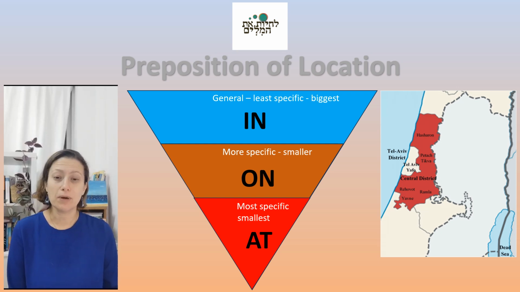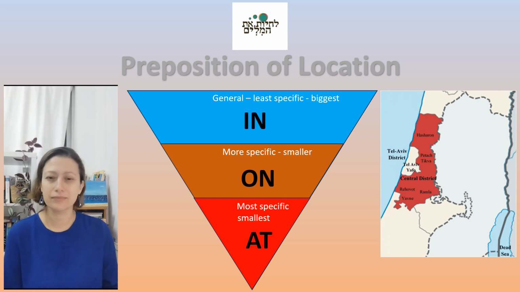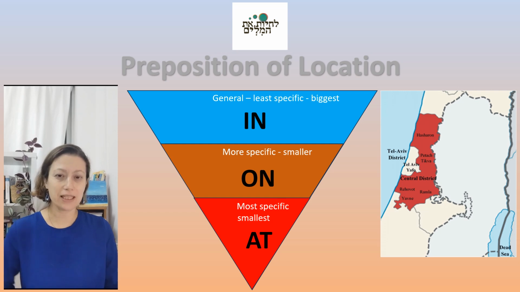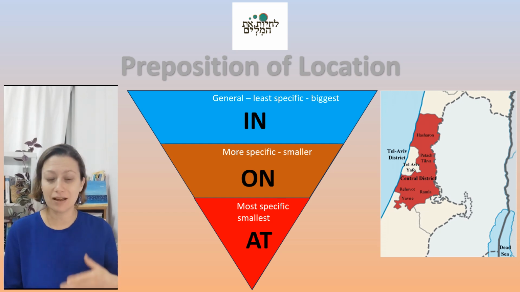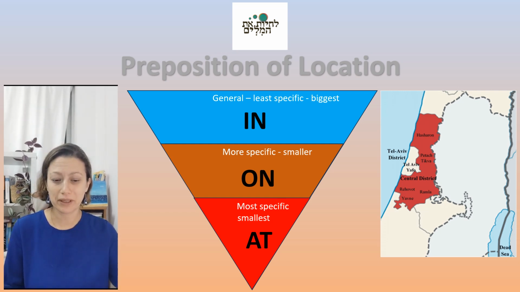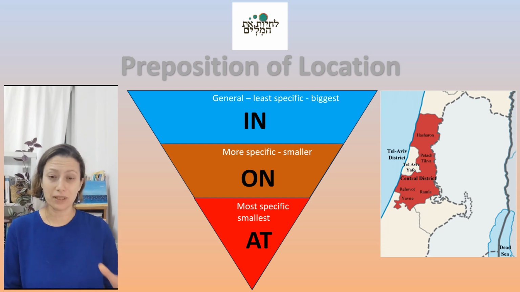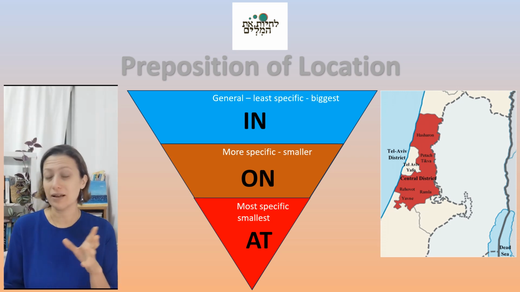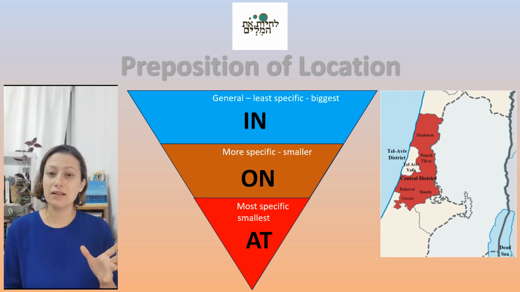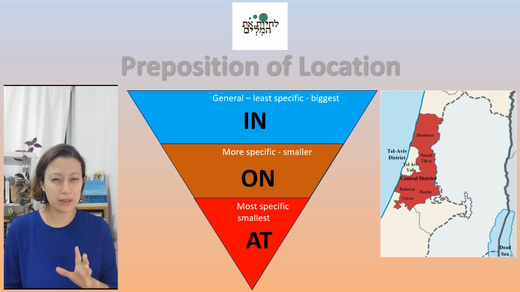Yesterday we spoke about prepositions of time, and now we're going to talk about prepositions of space, place, and location. Same thing. So let's look at a map. The map of Israel, for example. Again, we take our three prepositions, at, on, and in, and we apply the same principle.